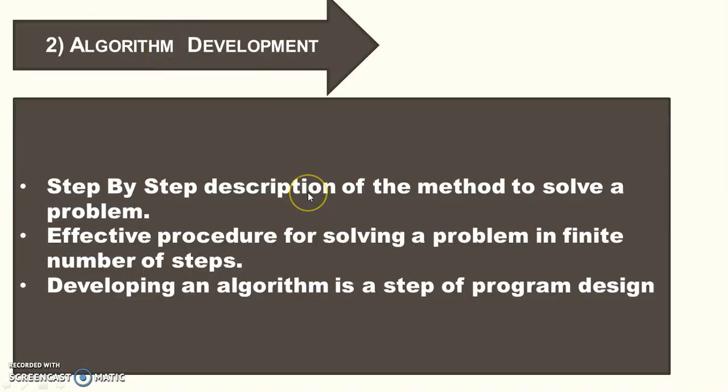The second step is algorithm development that we had already discussed. An algorithm is nothing but a step-by-step description of the method to solve a particular problem. An algorithm is an effective procedure for solving a problem in a finite number of steps. Developing an algorithm is a step of program design. We had already discussed in our previous lecture how to write an algorithm.